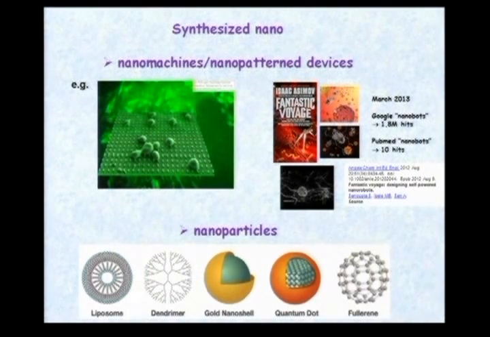There are nanomachines and nanopattern devices. And this is an example of a nanopattern device. For example, these are cells growing on a structure that is nanopatterned. And it has been shown, for example, that if you grow cells on a nanopatterned surface, the molecular biology is completely different from when the same cells are grown on flat plastic.